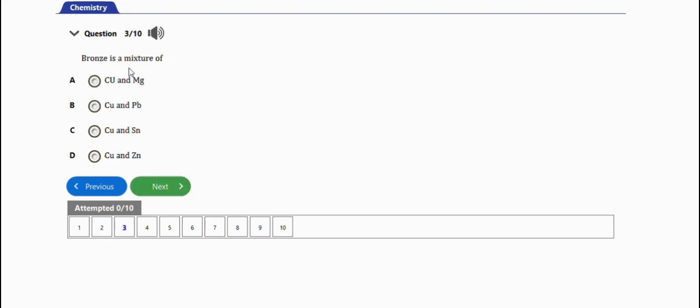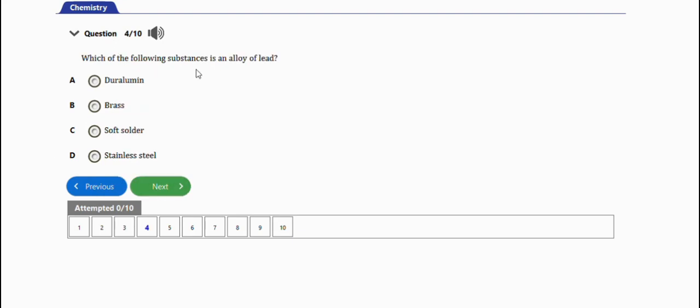It says bronze is a mixture of, we have copper and magnesium, copper and lead, copper and tin, copper and zinc. So the right answer is option C, copper and tin. Very important, guys. These questions we are attempting are very important, so get used to them and the right answers. Next repeated question will be this one.